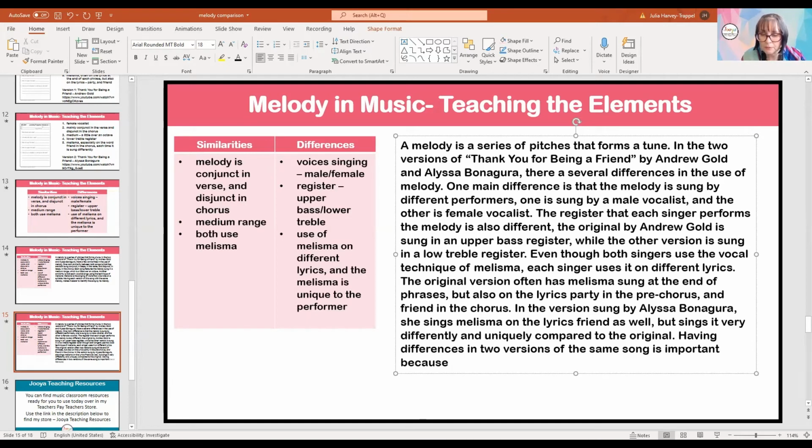Now, I like to use that, you know, why is it important? Because it just forces the kids to actually think, well, why is it important? And you don't want to use it all the time, like you saw in the previous one, similarities. I didn't say it there, but if kids are struggling, it's a good way to just bring them back. Okay, why is it important? Having differences in two versions of the same song is important because it makes each song sound unique and different.